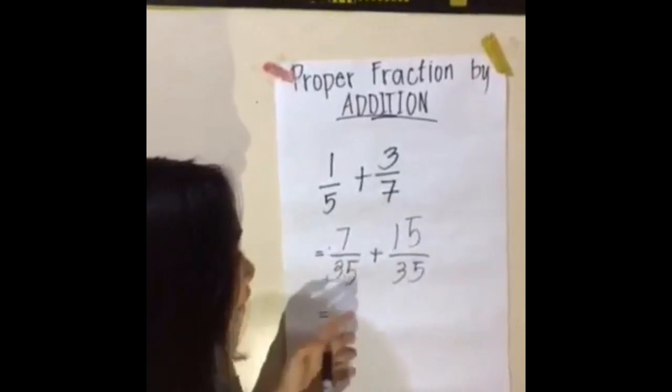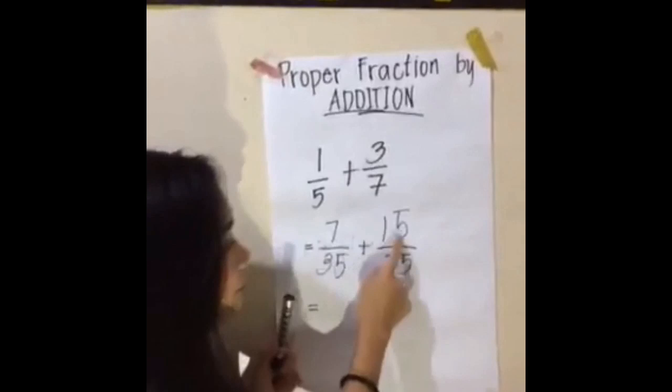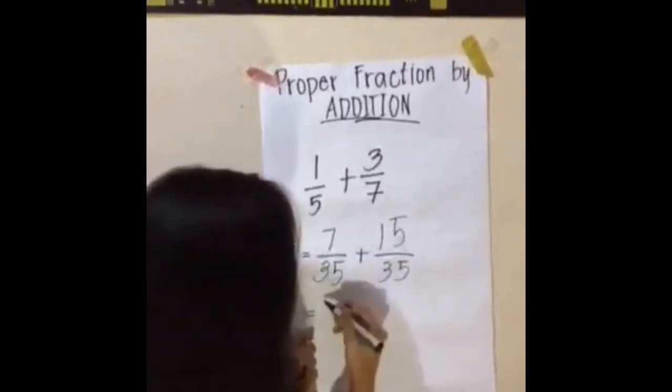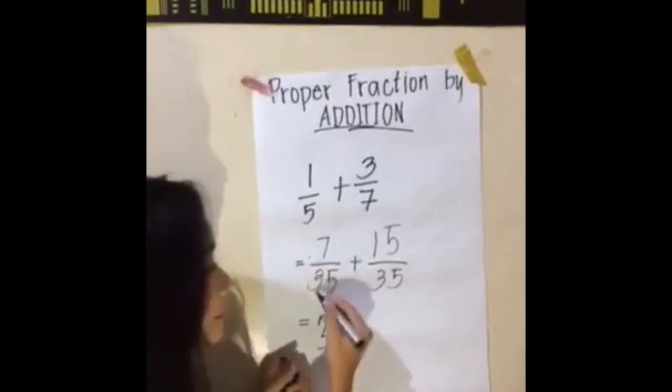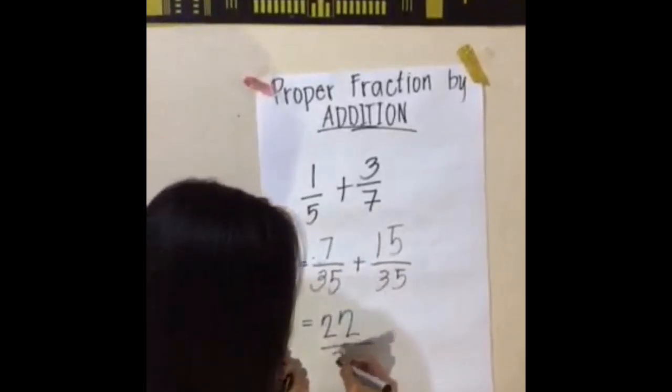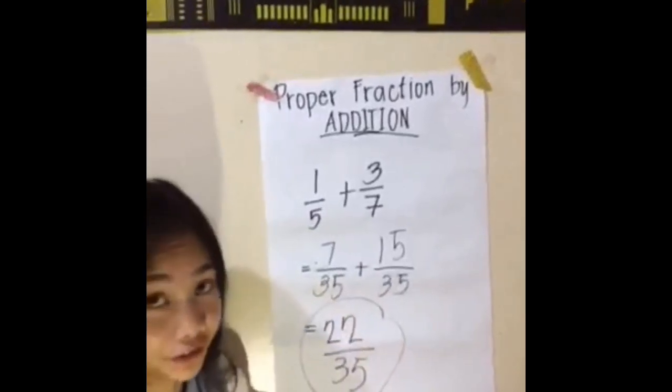Next step is to add the numerators. So, 7 plus 15 is equal to 22. Copy the denominator. So, 35. The answer is 22 over 35.